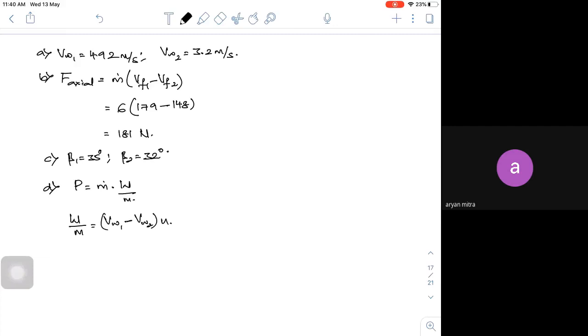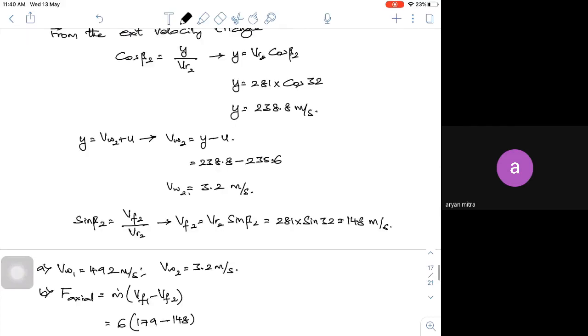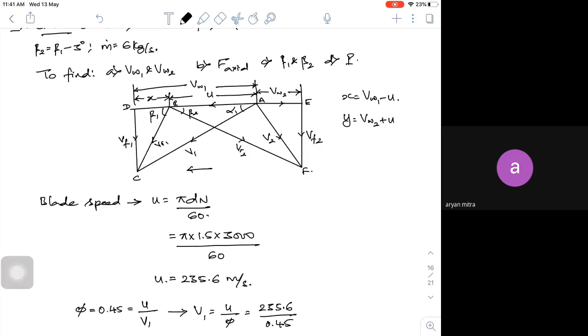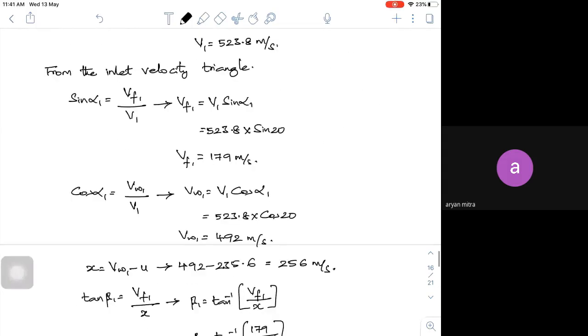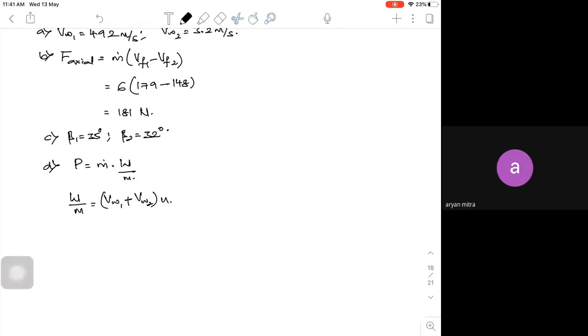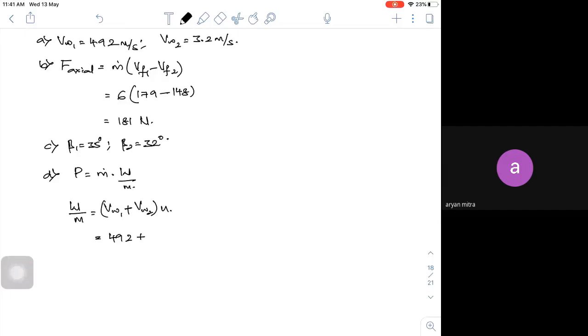Now let us look at whether this Vw2 is plus or minus. Your Vw1 is in this direction and Vw2 is in this direction. Even though we got 3.2 as the value, it is in the opposite direction to the tangential flow, so this should be taken as minus Vw2. So this will become plus. This is actually 492 plus 3.2, into U, which is 235.6.